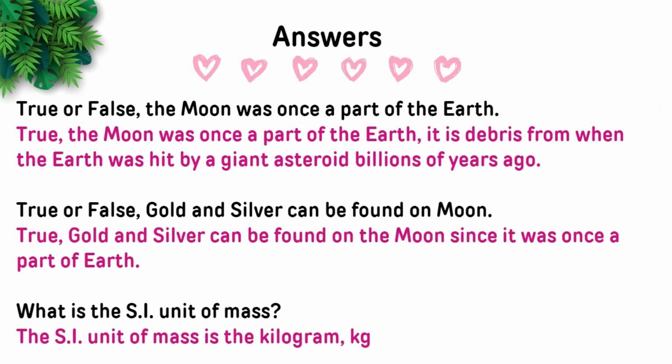Answers. True. The moon was once a part of the earth. It is debris from when the earth was hit by a giant asteroid billions of years ago. True. Gold and silver, which are minerals by the way, can be found on the moon since it was once a part of earth. And the SI unit of mass is the kilogram.